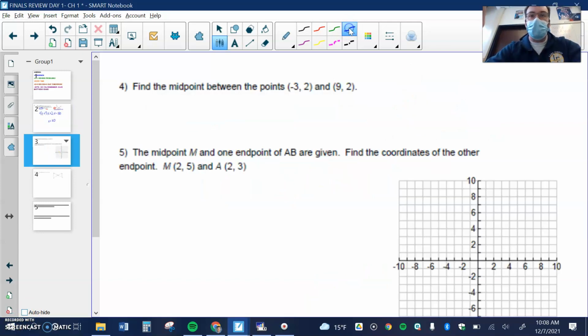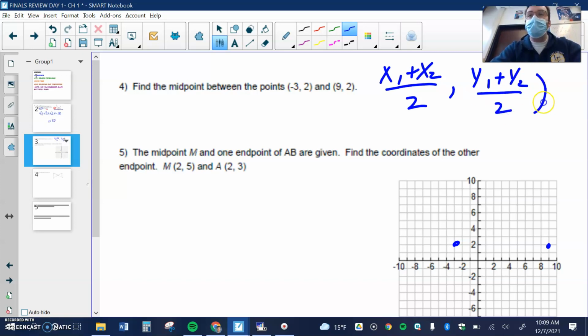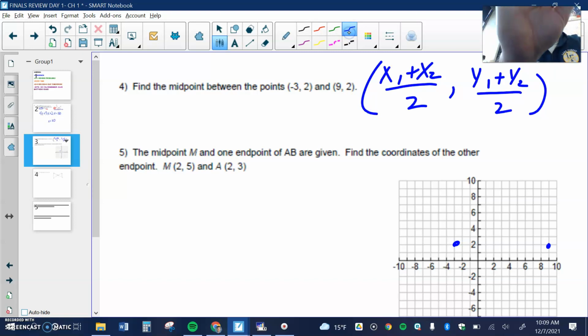All right, number 4. Number 4 has to find the midpoint. Now I can do this 2 ways. I could graph it, -3, 2, and 9, 2, and just find out where they meet in the middle here. Or I could use the midpoint formula and plug in my values. I prefer just to graph it. You'll get a graph on the actual final, but I'll show you the work for the midpoint formula.